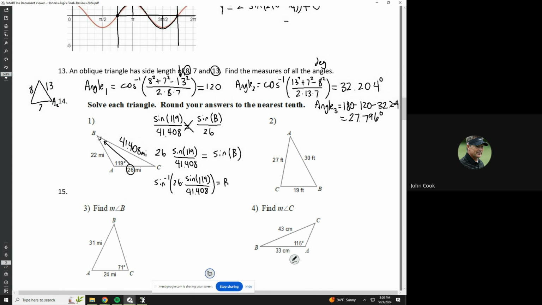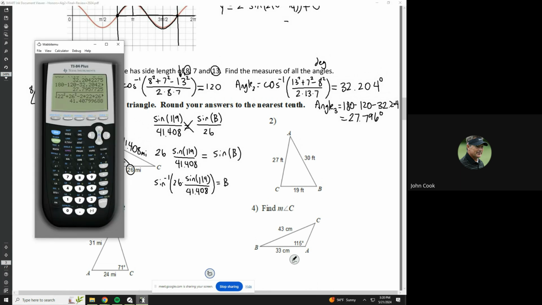And that'll give me my angle B. All right, so I just use my calculator for that. Sine inverse of 26 times the sine of 119 divided by 41 point, that number, whatever that is. Okay, and there's the angle measurement that I get. So angle B is right about equal to 33.31 degrees.